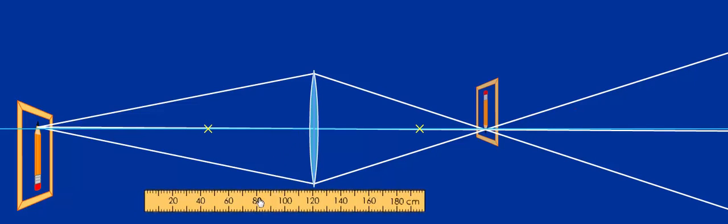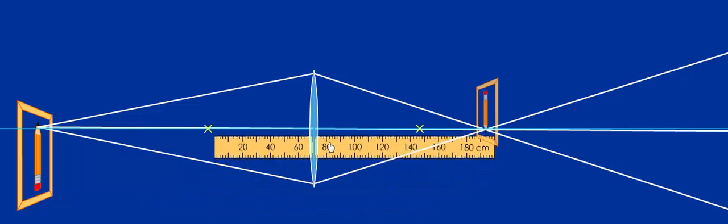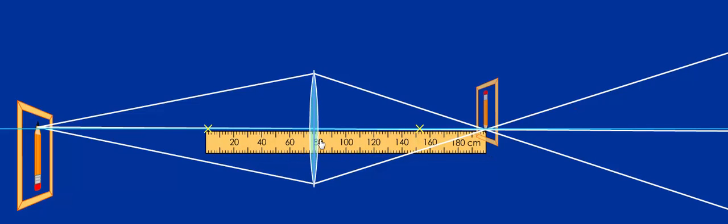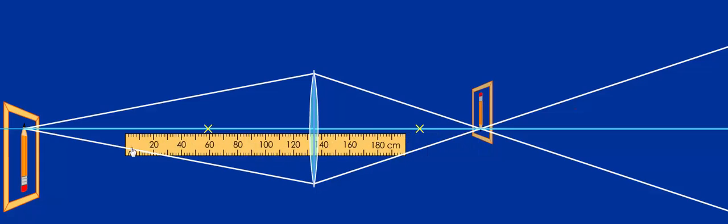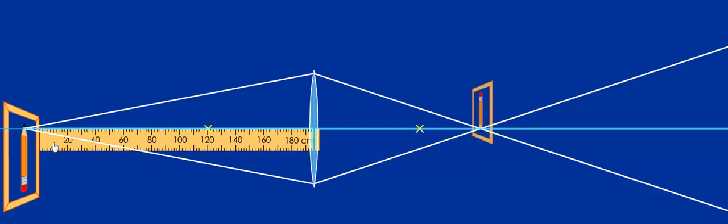So let's start by measuring the approximate focal length of the lens. I'm going to place the ruler there. You take the measurement. Measure the approximate focal length and record it in your data sheet. All right. Now, let me move the object and place the ruler.